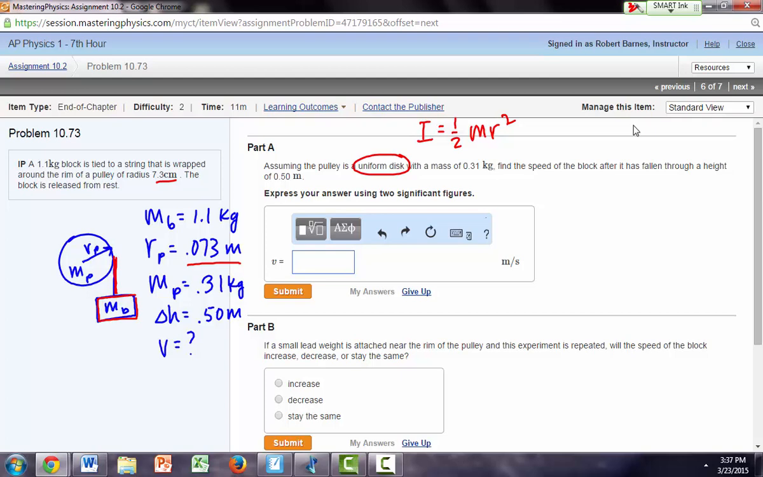When they're talking about the speed of something after it falls through a certain height, that should alert you it's probably going to be a conservation of energy problem, because we've got all UG at the beginning. So initially, I've got all UG. At the end, after it's fallen a certain height, I'm going to call the UG at this point 0.